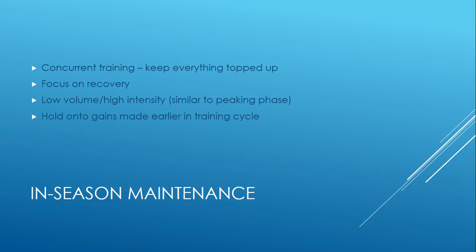In-season maintenance, concurrent training. So concurrent training just means that we're keeping everything topped up. We're giving a little bit of this, a little bit of that. Sometimes this can be described as micro-dosing. So, for example, you still want to be doing this in an educated manner, but it's not going to be just random. One week we might have a strength focus in the gym. The next week it could be a hypertrophy focus. Then we might have a speed and power focus. Concurrent just means we're doing a little bit of everything at the same time.